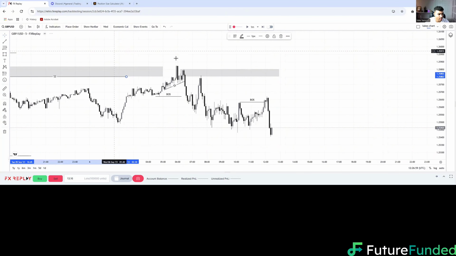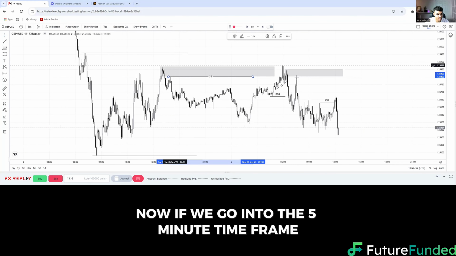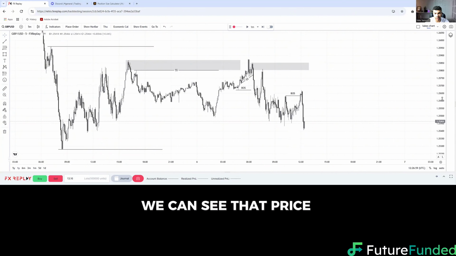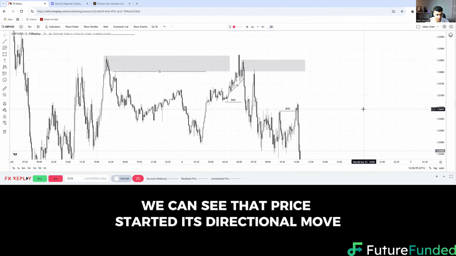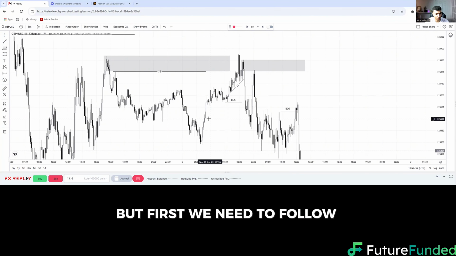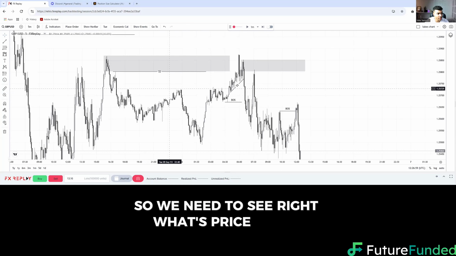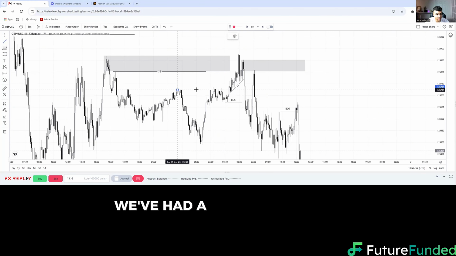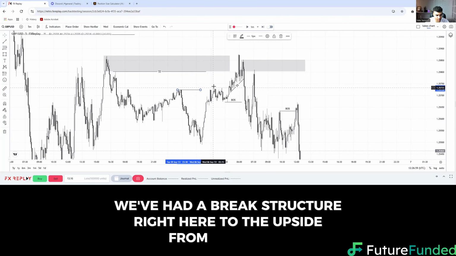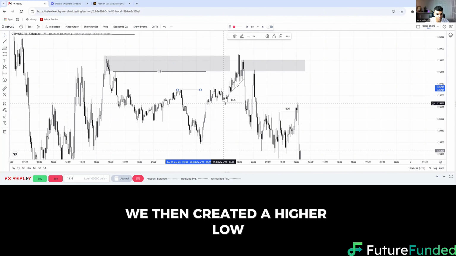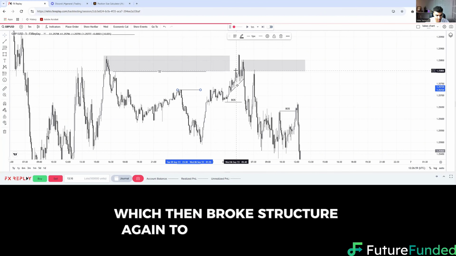So we know that this is most likely going to be quite a nice, powerful area for price to react from. Now, if we go into the 5-minute time frame, we can see that price started its directional move to the upside. But first we need to follow price. So we need to see, what's price doing currently? Well, on the 5-minute, we've had a break of structure right here to the upside from this wick. We then created a higher low, which then broke structure again to the upside.